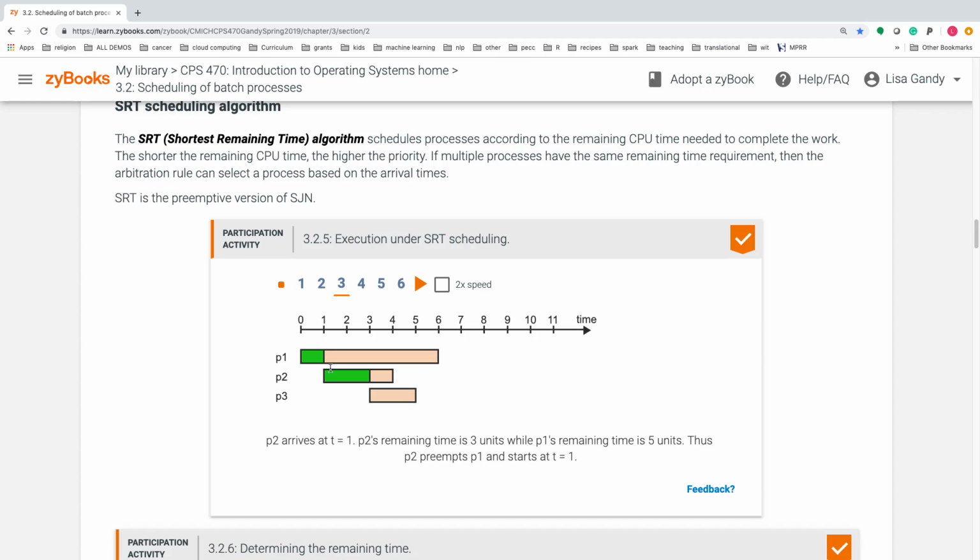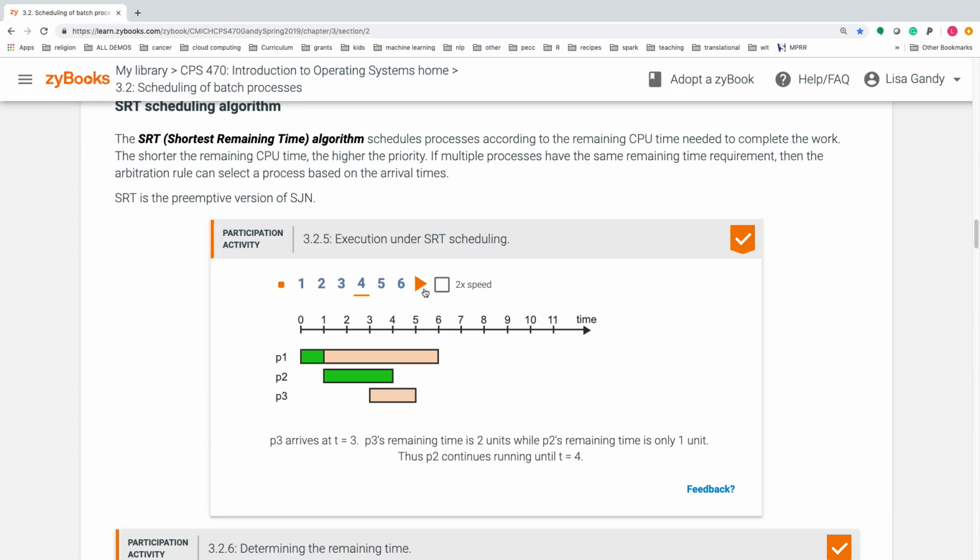It looks and says, well, okay, process 1 has 5 left. And then process 2 has 3 units right here, so it's 1, 2, 3. So let's take process 2 because it's got less time remaining. It hasn't even started yet. So it takes process 2 and starts, and process 1 gets put on the ready list.